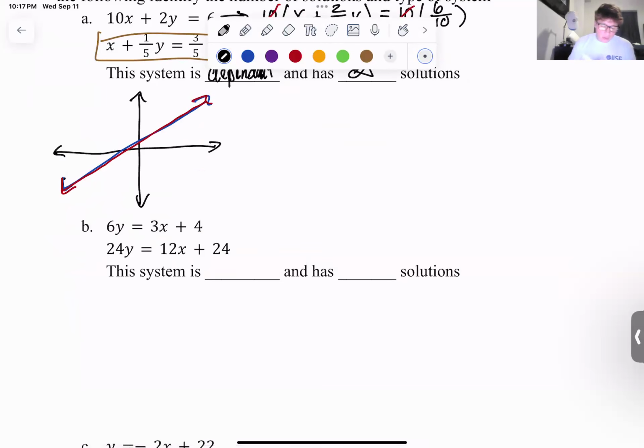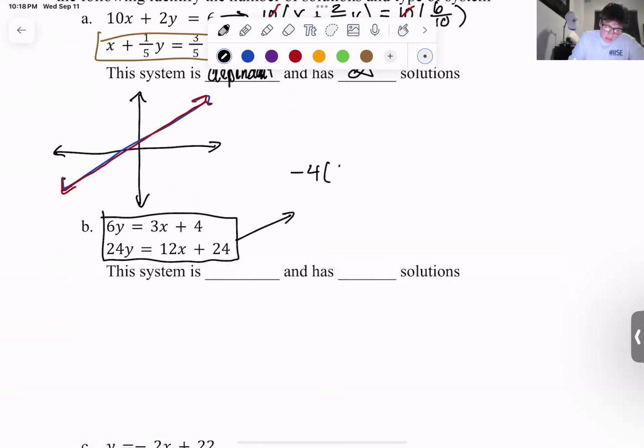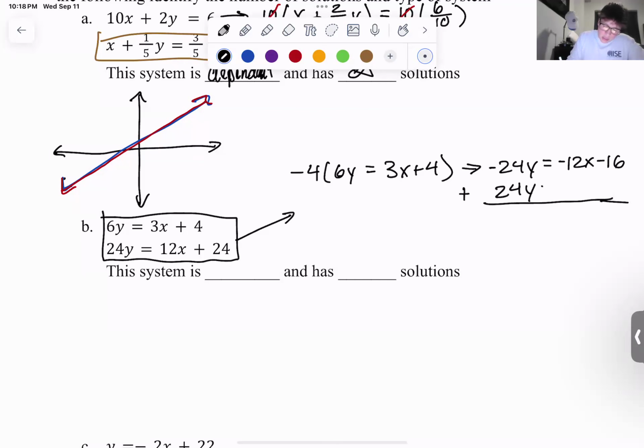All right, now for this one, 6y equals 3x plus 4, and 24y equals 12x plus 24. I'm going to use the addition method. The addition method is where I try to multiply one equation by some constant and then add it to the other equation and hope that stuff cancels out. So I'm going to multiply the top one by -4. 6y equals 3x plus 4, multiplied by -4, is going to be -24y equals -12x minus 16. And now I'm going to add it to the bottom equation, which is 24y equals 12x plus 24.